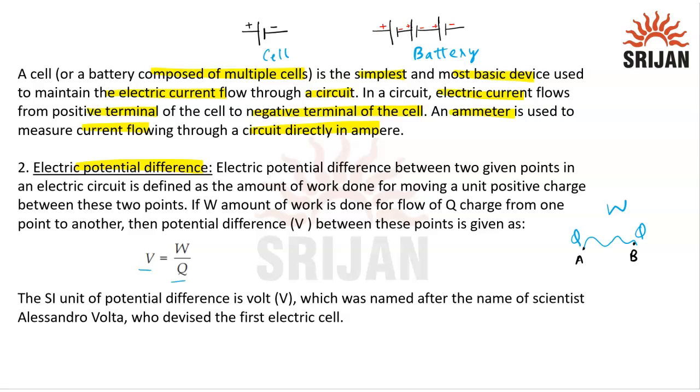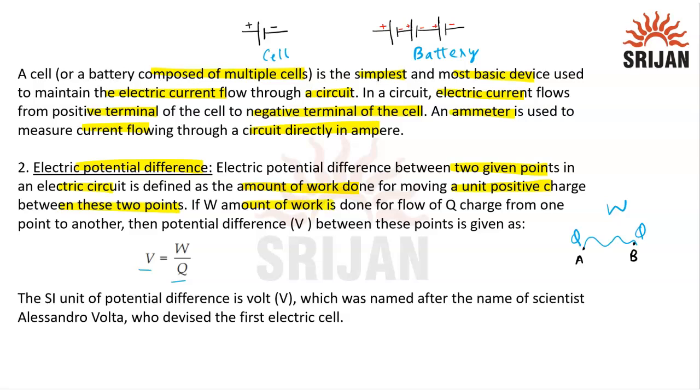So what do we mean by potential difference? It is given between 2 points in an electric circuit, and it is defined as the amount of work done for moving a unit positive charge between these 2 points. Suppose the value of Q is 1 coulomb, that is, a unit positive charge. Then what will be the work done? The work done will simply be equal to V. So that's how we define this.